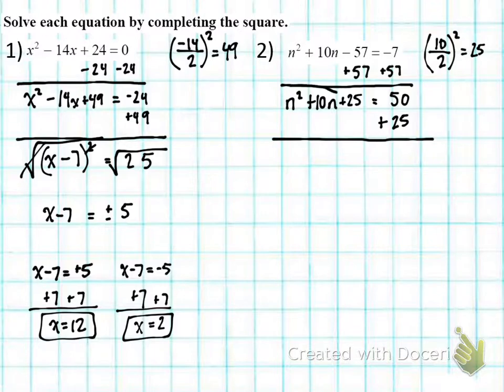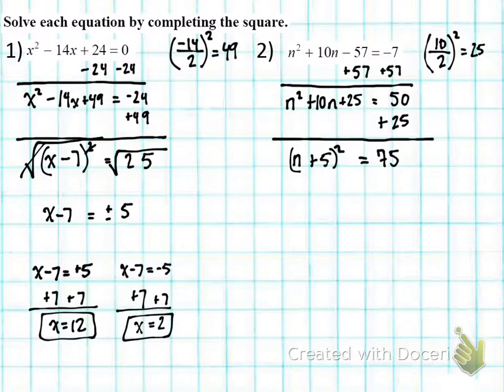Now this left side is a perfect square trinomial, so I'm going to take the square root of n squared, which is n, and half of 10, or b, is 5. So I'm going to put n plus 5 here, squared, is equal to 50 plus 25, which is 75.